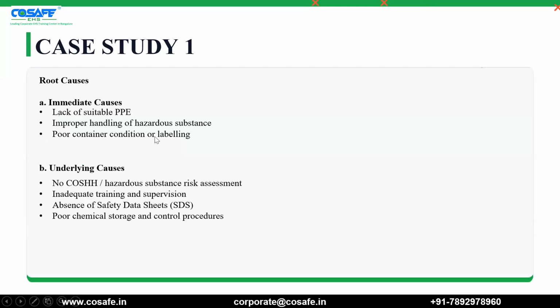Now look into underlying causes or root causes. No hazardous substance risk assessment. There was no risk assessment available at that time. Inadequate training and supervision. There should have been a proper supervision setup when you are handling such corrosive chemicals. If the person was trained in what has to be done during handling of a hazardous substance, then he would have followed the rules. As you know, workers are not that much educated, so you have to train them. Do you train your workers? Everyone? Yes.